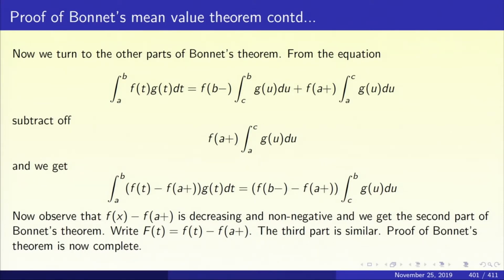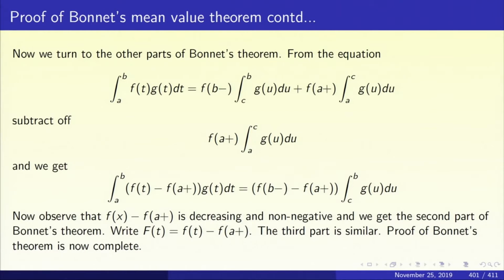Now observe that f(x) minus f(a+) is monotone decreasing and non-negative, because I have subtracted off the limit at the lowermost end. So it is going to be non-negative, and we get the second part of Bonnet's theorem, because think of f(x) minus f(a+) as capital F(t), and that is exactly the second part of Bonnet's theorem. The third part of Bonnet's theorem is similar.